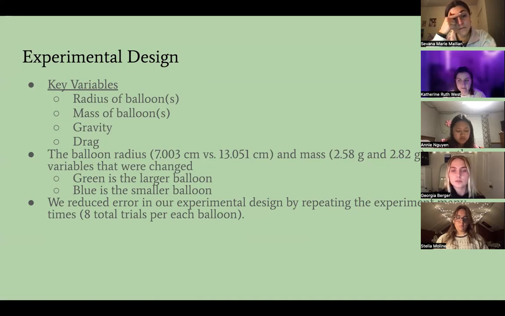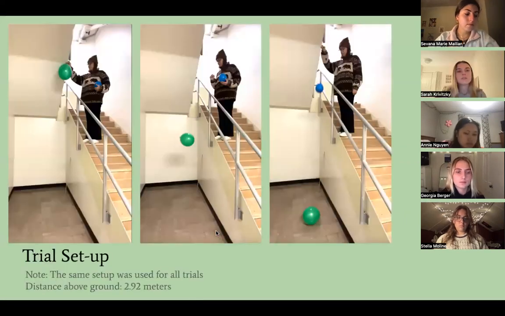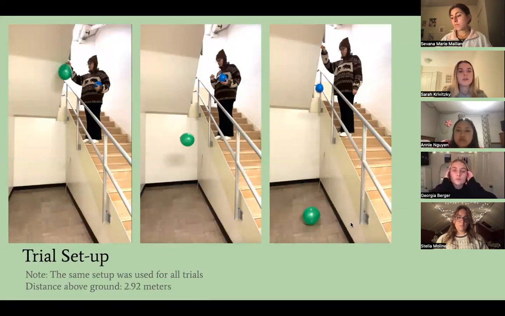The green is the larger balloon, the blue is the smaller balloon, and we reduced error in our experimental design by repeating the experiment, 8 total trials per each balloon. So this is a visual representation of our experiment, and for our trial setup, we dropped each balloon at a distance of 2.92 meters.